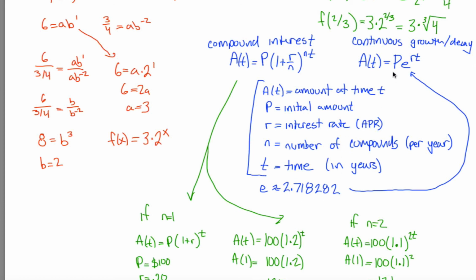One comment is your book uses a little a here in place of this P in this formula. I think it's easier to use P because it stands for the initial amount, so I like to be consistent between the two formulas. Just an FYI thing. I think that's about all I have to say about this. So maybe I'll wrap this up here and call this good.